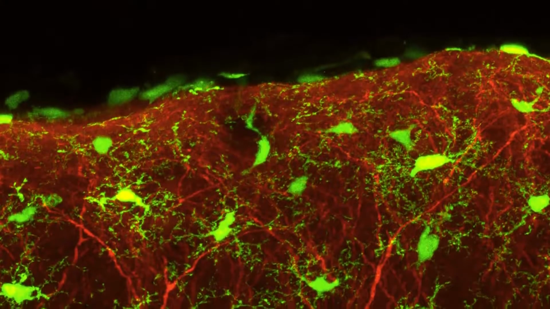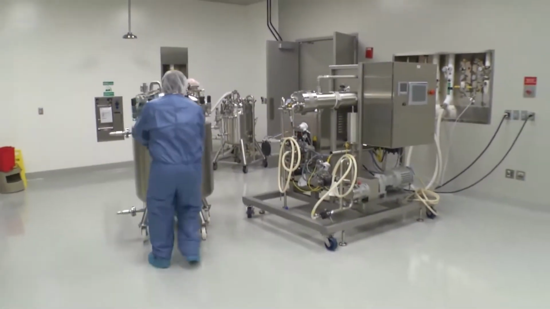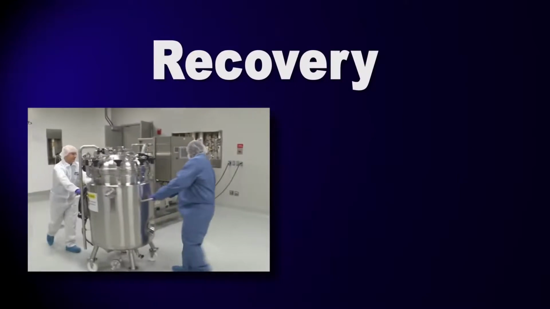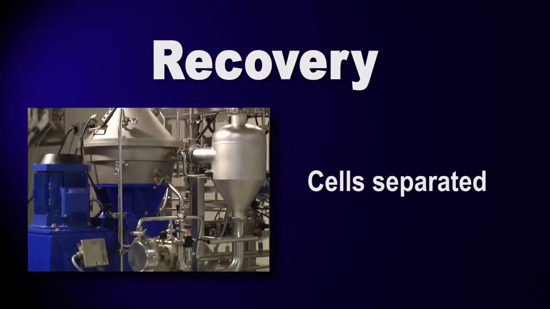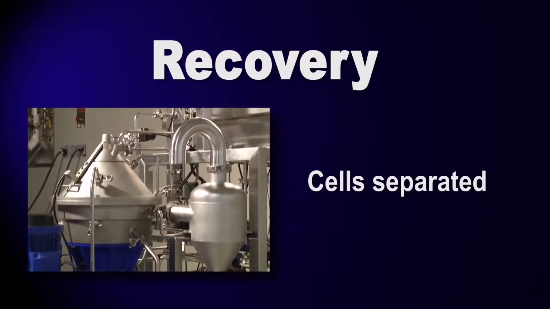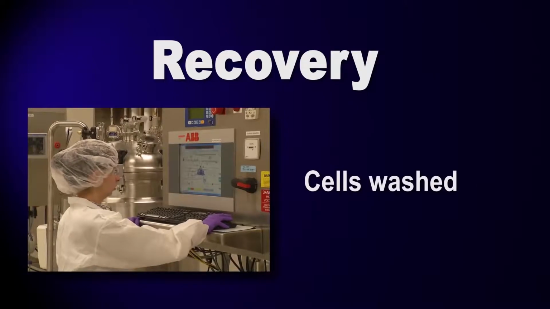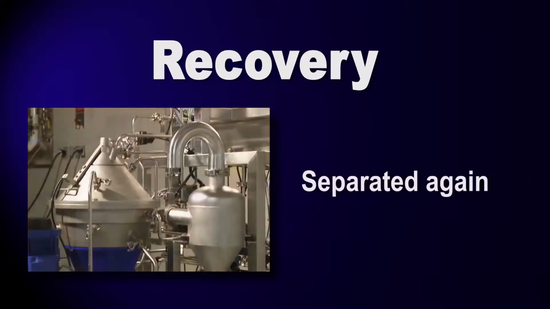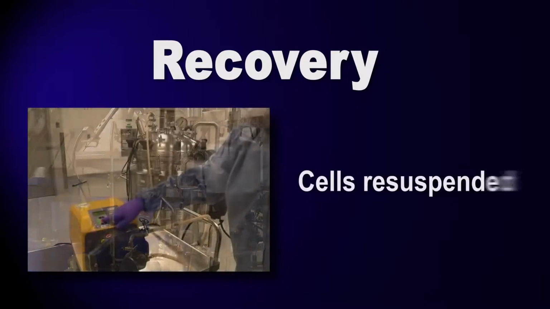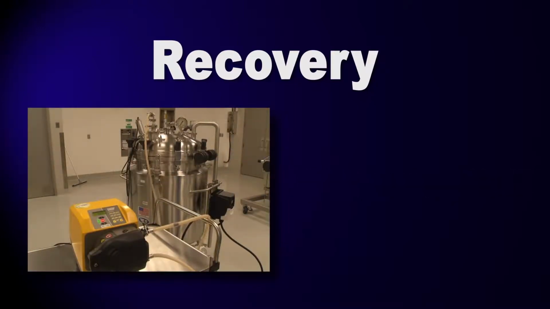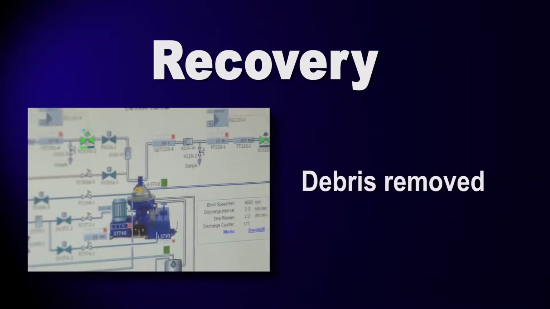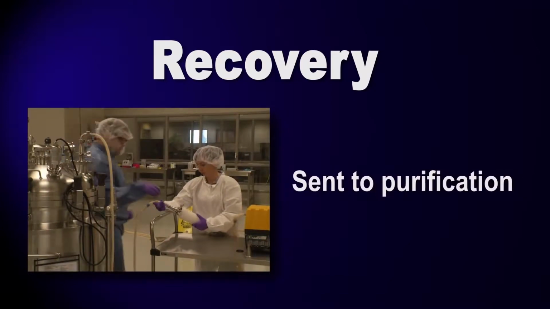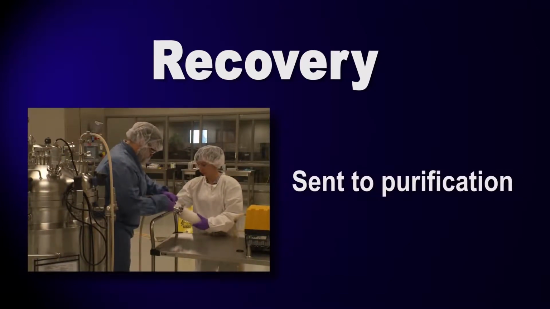So how does recovery work, and how does it fit into the total production flow? Here's a very basic overview. After fermentation is complete, the broth is harvested and sent to recovery. Here, the E. coli host cells are separated from the liquid broth, then suspended in a new solution to wash the cells, separated again, resuspended in a new solution, homogenized to break open the cells. The cell debris is removed. Once recovery is complete, the product is sent to purification to be refined and concentrated.